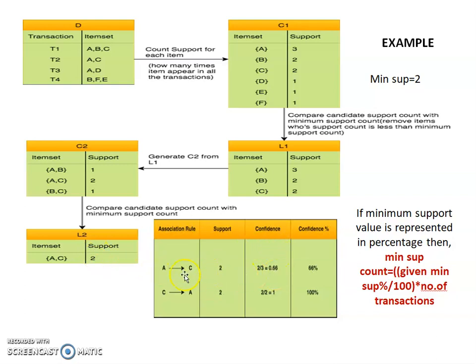I'm going to find the confidence value. If A tends to C, the confidence formula is support of A comma C divided by support of A. The support value of A comma C is 2 here, whereas the support value of A is 3 here. So the value is 0.66, which converted into percentage is 66%. Similarly, for C comma A, the support value is 2, then the formula is support of C comma A divided by support of C. Here the support value of C is 2, so 2 by 2 is 1, which converted into percentage is 100%. So in this way I'm going to find the minimum support value, the support value, and the confidence of a given frequent item set.